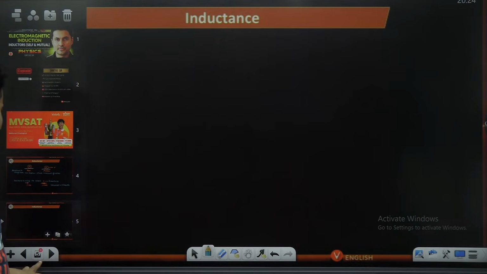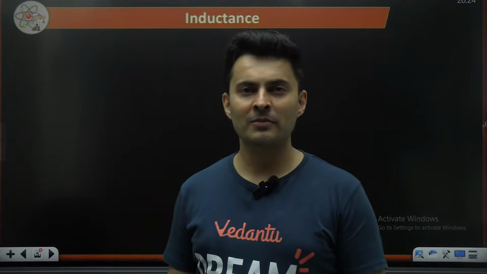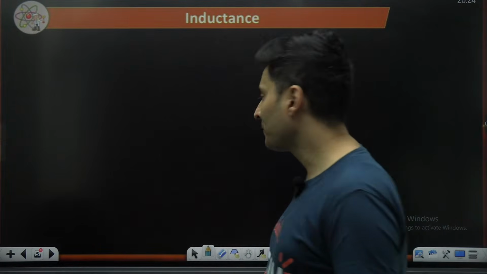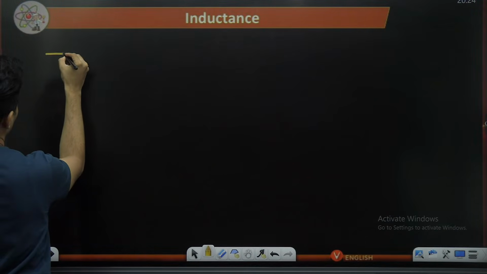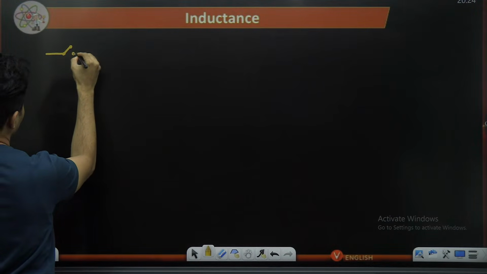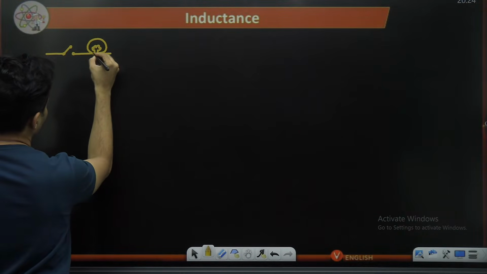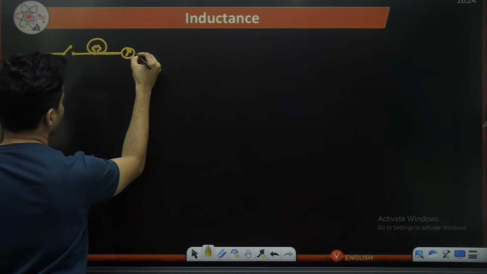So in real life, everything has some inductive, capacitive, resistive property. It's a combination of all the three. Resistance we have seen, capacitance we have seen, inductance is the final component. And they're in different proportions, and they behave accordingly. Let me give you a simple example. Say we have a switch like this, and there is a bulb over here, and you are measuring how much current is flowing through it.